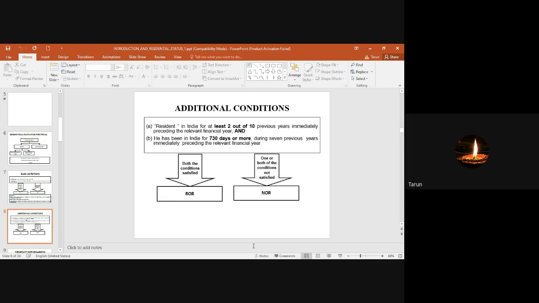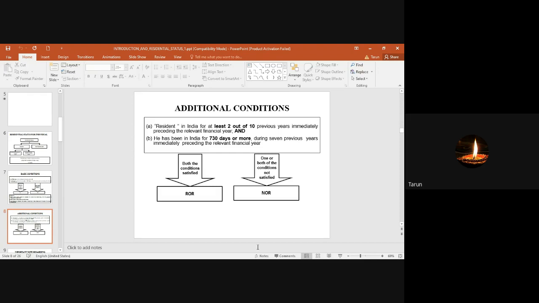Second condition is he or she has to be in India for 730 days or more during the 7 previous years immediately preceding the relevant financial year. So if anyone wants to become an ordinary resident, he has to spend 730 days or more during the 7 previous years. If a particular individual has spent 730 days or more, he will become an ordinary resident of India as well. So these are the two additional conditions.